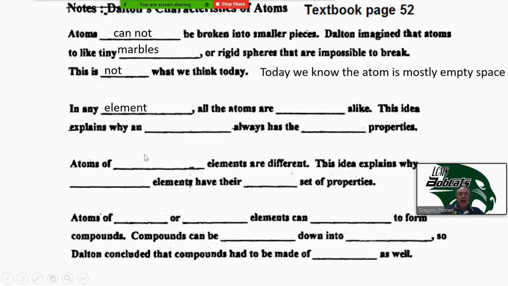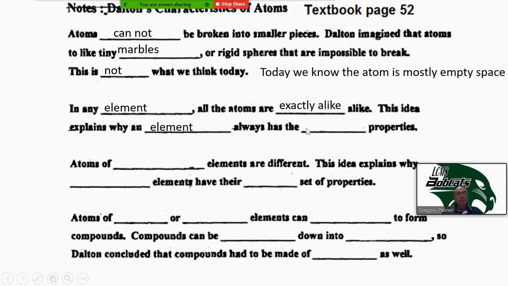Now, the next thing that Dalton thought is that in any element, all the atoms are exactly alike. And this is still true. This is what we think today. We don't believe that there are different kinds of uranium atoms, or different kinds of oxygen atoms. Oxygen atoms are all the same, all around the world, all over the universe.